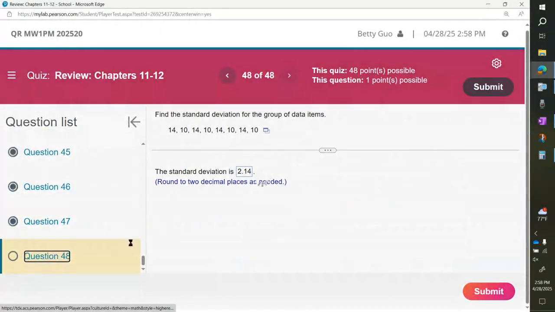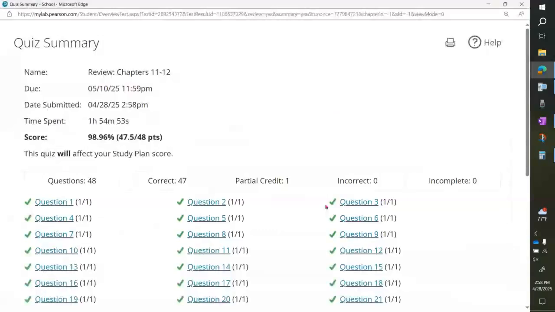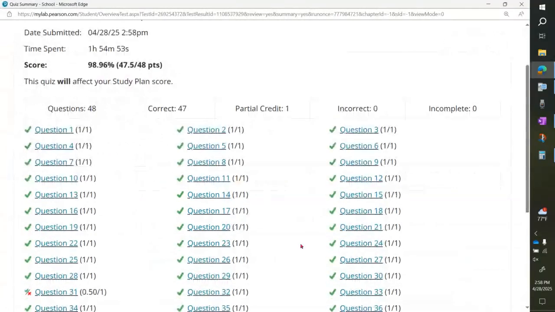And last question. Find the standard deviation for the group of data items. Oh, that's the last question already. Okay. We finished. I'm not sure if we can get 100%. If not, we just fix it. Which part did we mess up?